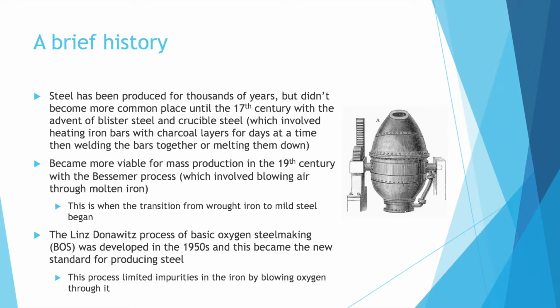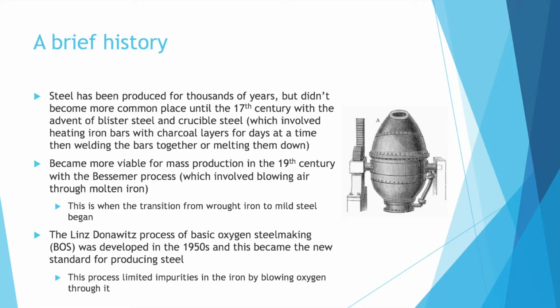So we know what steel is made of, but where does it come from? Who made it first? Well, believe it or not, steel has been produced for thousands of years, but it didn't become more commonplace until the 17th century, with the advent of something called blister steel and crucible steel, which involved heating iron bars with layers of charcoal in between for days at a time, then welding the bars together or melting them down. The charcoal would transfer oxygen into the iron, which is what makes it steel.